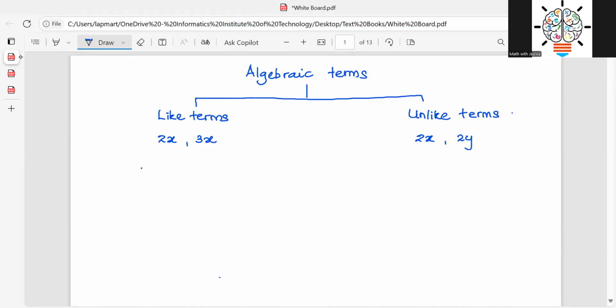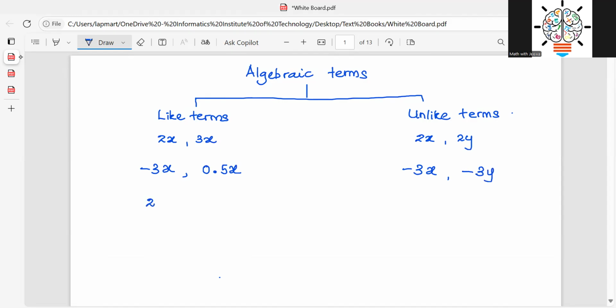Let's say you have negative 3x and 0.5x. Still, they are like terms. Why? x, x. Maybe a negative number and a decimal, maybe a positive number and a negative number, it doesn't matter. We just look at the letter and decide whether it is a like term or not. Let's say you have negative 3x and negative 3y. They are not like, right?